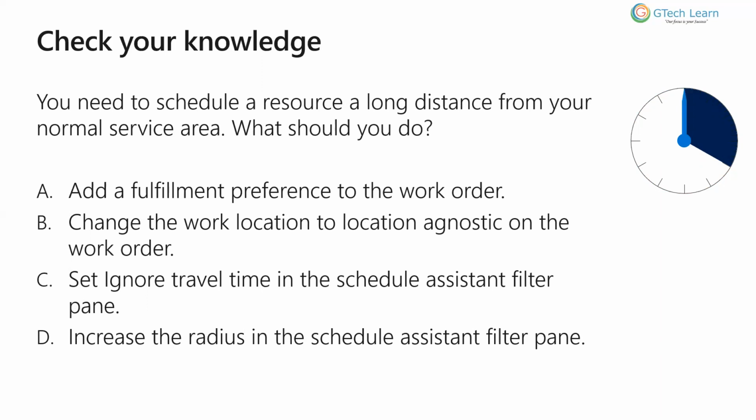Whether it's going to be option A, add a fulfillment preference to the work order. Option B, change the work location to location agnostic on the work order. Option C, set ignore travel time in the schedule assistant filter pane, or option D, increase the radius in the schedule assistant filter panel. So let's get your answers in the chat box, and let me start this timer now.